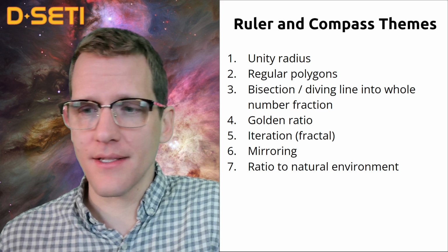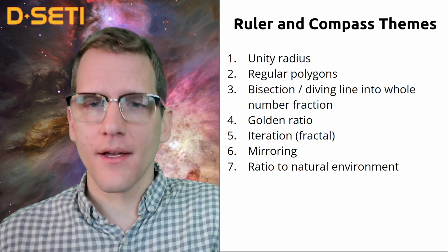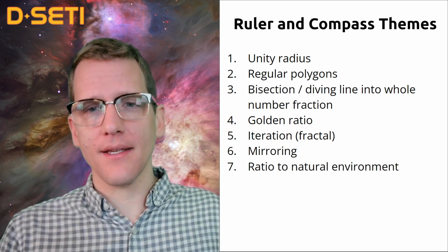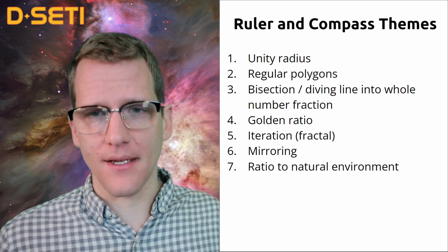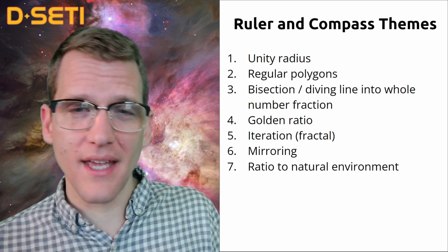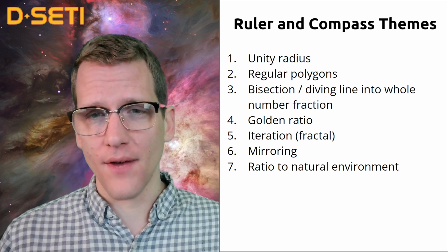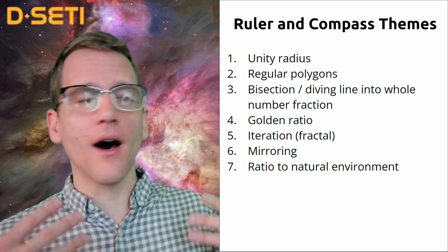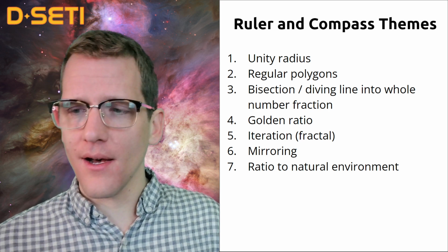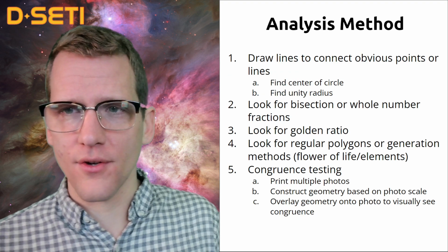Iteration or fractalization is another type of experience, as well as mirroring, duality, that sort of thing, reflecting. And then finally, the last theme I would talk about is the relationship or ratio to the natural environment. These crop circles have reference to the natural landscape, and I'll show you a really interesting figure shortly.